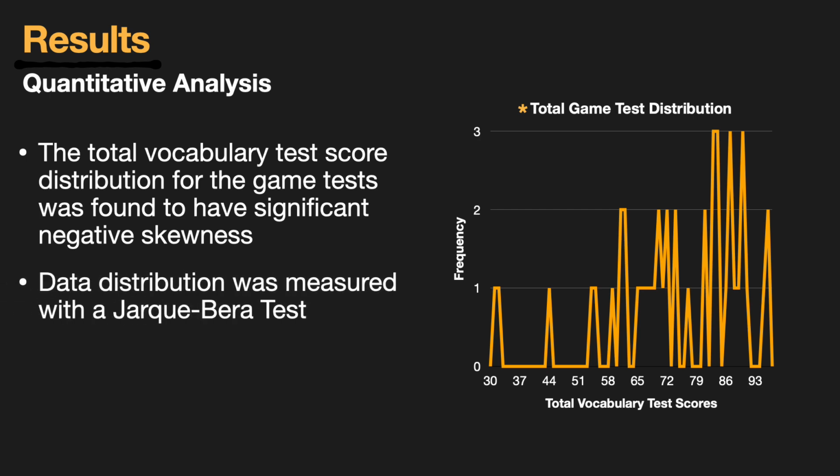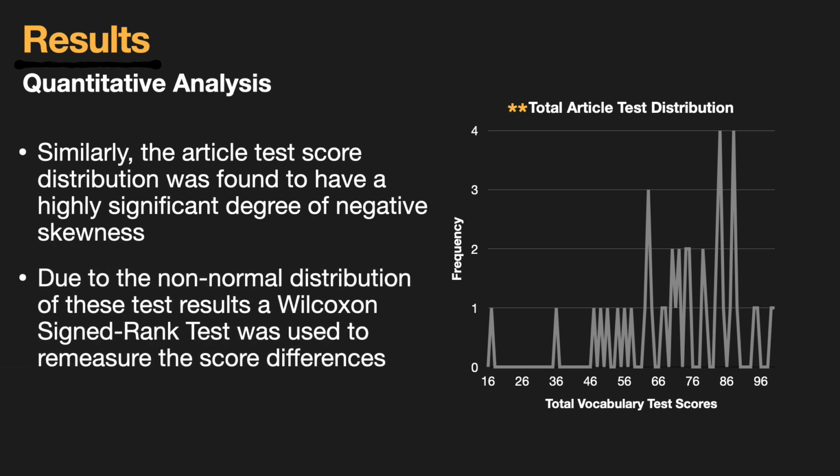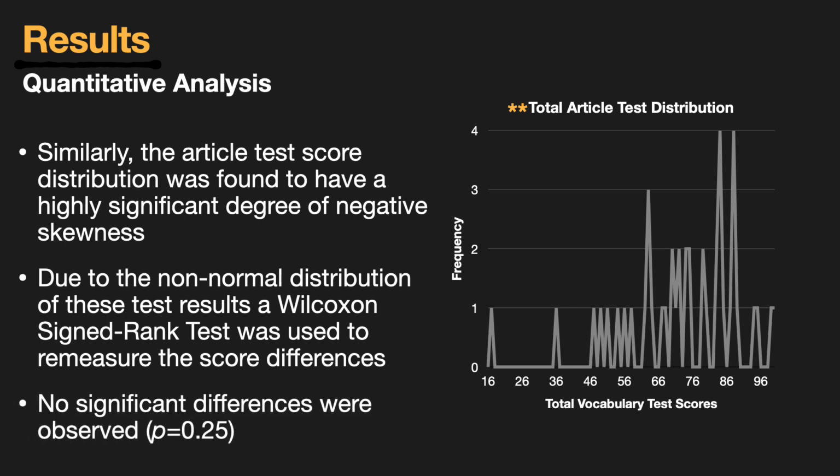This non-normal distribution was measured with a Jarque-Bera test. And here is the data distribution for the article scores, again showing significant negative skewness. As normal distribution is required for t-test results to be reliably interpretable, the article and game vocabulary test scores for the English reading courses were also compared using a non-parametric Wilcoxon signed rank test, for which no significant differences were observed.